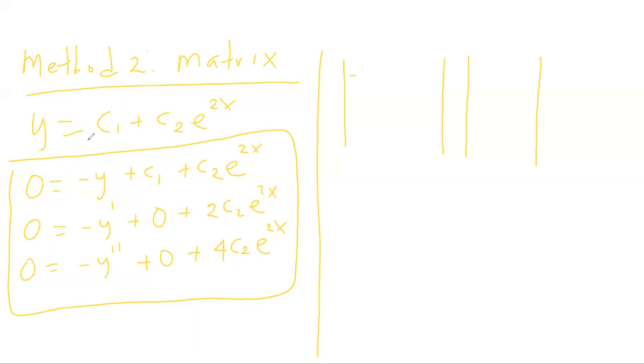And so here is minus y. The coefficient is 1 and 1. And then the second one is minus y prime, 0 and 2. The third one is minus y double prime, 0 and 4. So repeat the first two columns, and 1, minus y prime, and 0, minus y double prime, and 0.